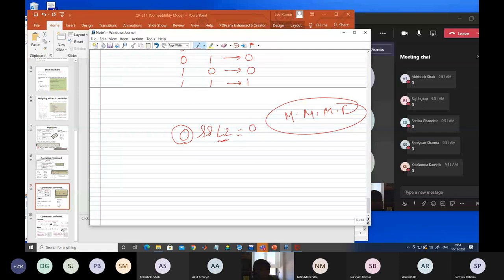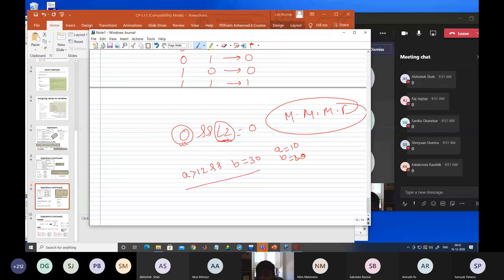The compiler will also follow the same procedure. If the first expression comes as false, it will not execute the second expression. What do you mean by that? Suppose A equal to 10 and B equal to 20. Try to understand. If you write A greater than 12 AND B single equal to 30, what do you mean by single equal to?